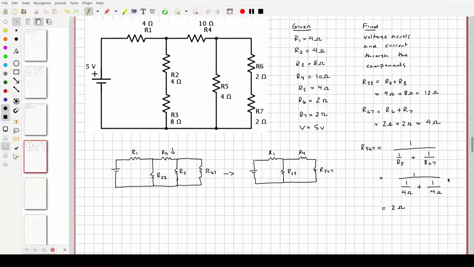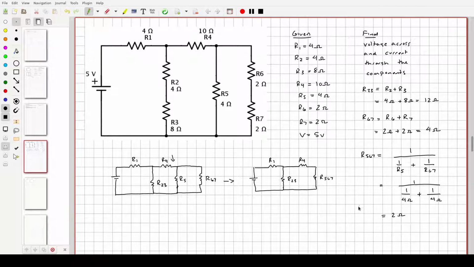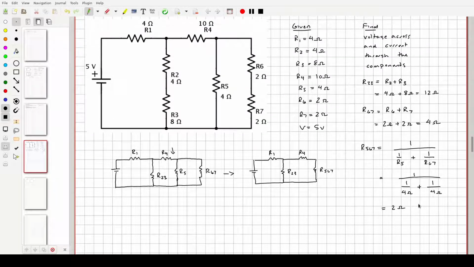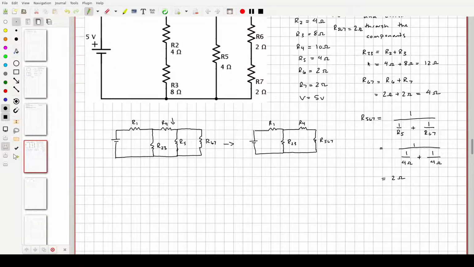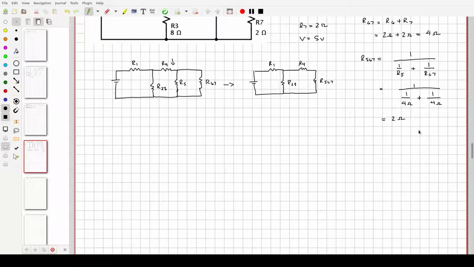So you'll notice that we're starting to almost run into a bookkeeping issue. So what I like to do at this point usually is to keep track of stuff. R23 is 12 ohms. R67 is 4 ohms. R567 is 2 ohms. Okay, and that way if we need to, we can erase.